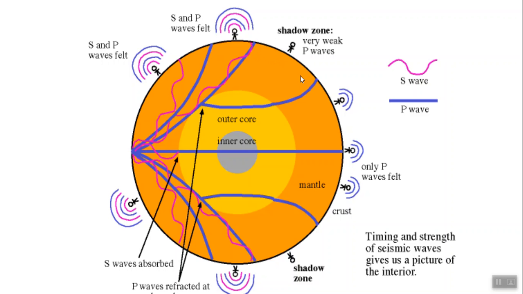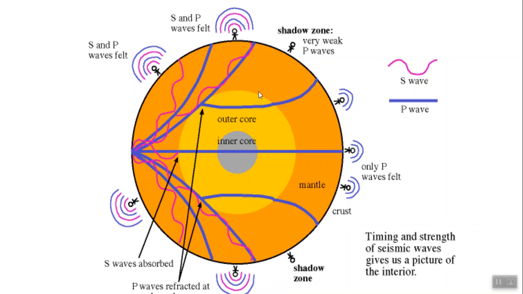Number 22, for P waves, what happens when they hit a boundary? Again, they refract, and here's the example of it. Number 23, why is there a shadow zone for S waves? There's a shadow zone for S waves because they do not travel through liquid. And here's where we're seeing that the outer core is liquid. The S waves cannot travel through it.